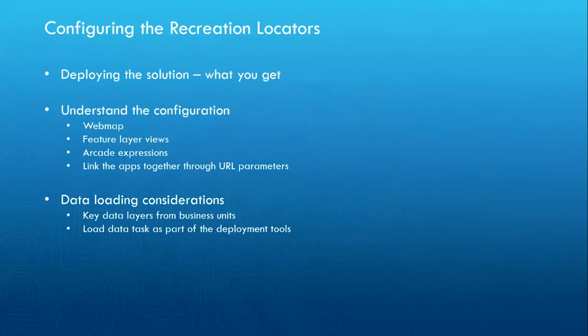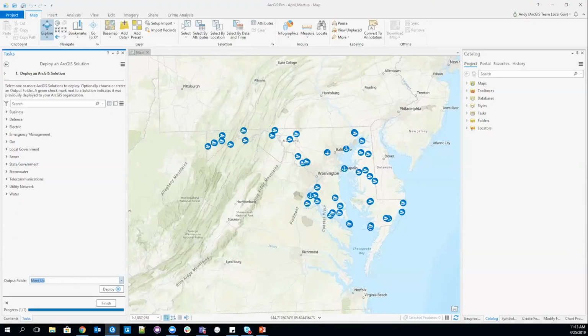And then finally, we'll touch a bit on the data loading considerations, specifically the key data that we'd need in these applications that you'd want to gather from your different sources, and then also how we can load that data easily and effectively into the applications. So what we'll do here is we'll just jump straight into the deployment part.